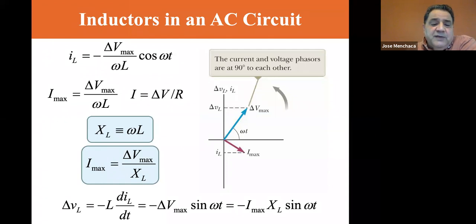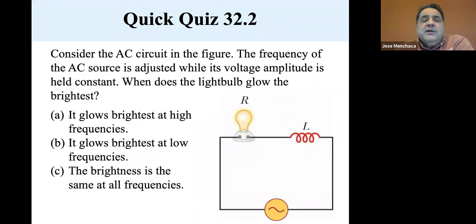So delta VL is equal to L dIL/dt, which equals minus delta V max sine omega t, equals minus I max X sub L sine omega t. Now let's look at this. Consider the AC circuit in the figure. The frequency of the AC source is adjusted while its voltage amplitude is held constant. When does the light bulb glow the brightest? It glows the brightest at high frequencies. It glows the brightest at low frequencies. The brightness is the same at all frequencies.